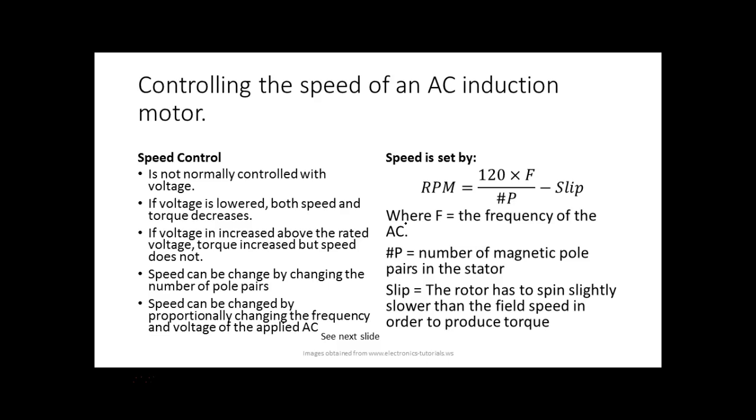You can change speed by changing the number of poles, and you change it by proportionally changing the frequency. It looks like it, though. We can't do that. It's like the frequency goes up, the speed of the motor goes up. The frequency goes down, the speed of the motor goes down. That's what it would be. They call these variable frequency drives, but normally we change speed by changing the number of poles.